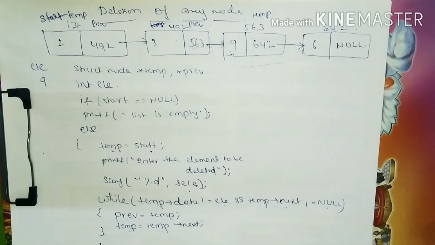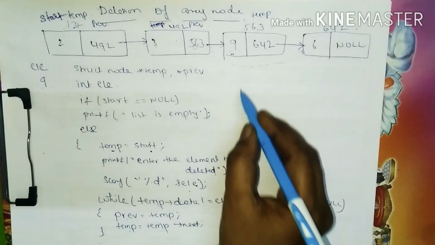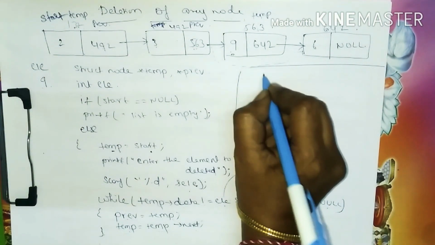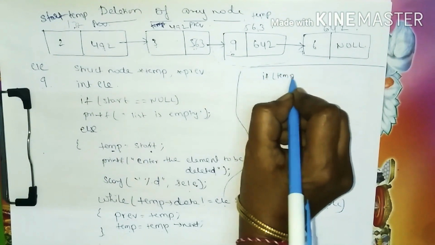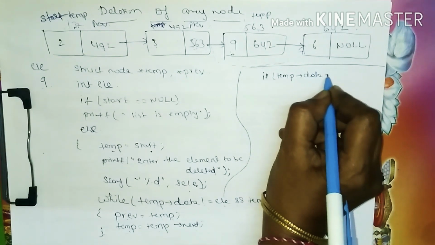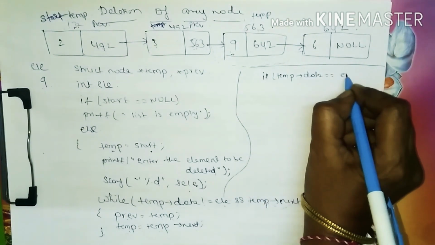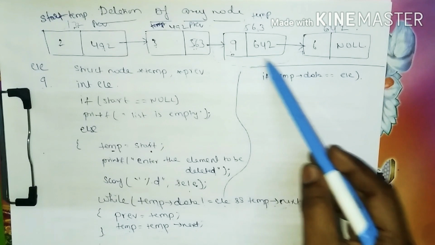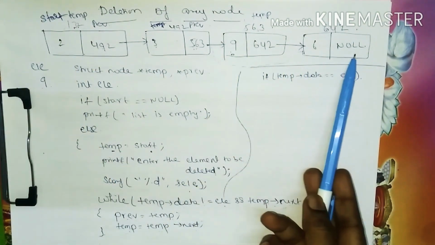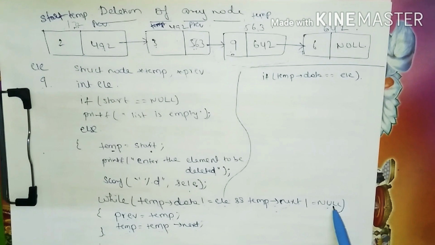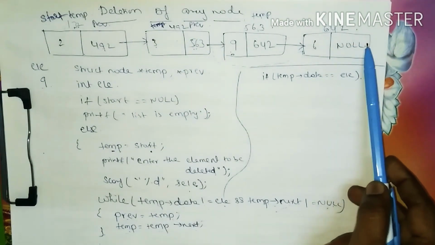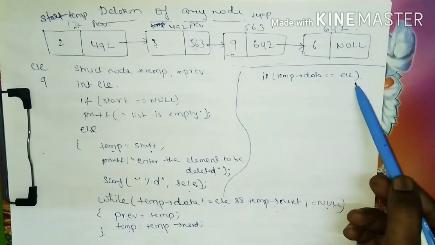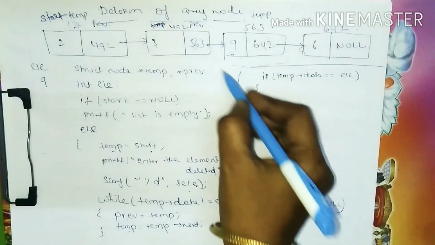Now after coming out of the loop, again I have to check. I'm writing over here. Again I have to check if temp data is equal to ele. Why I am checking this is, suppose I have given that I want to delete some 7. The 7 is not there. So temp next will become null. It will come to this and there will be no data found, we have to write. So temp data is equal to ele, then only we need to delete this node.